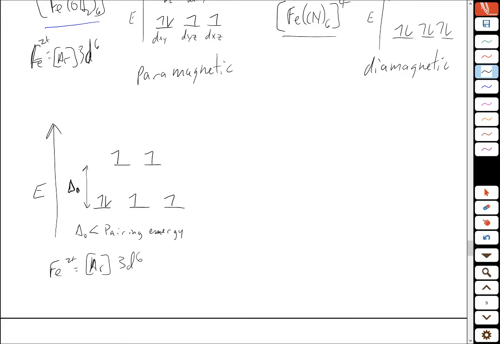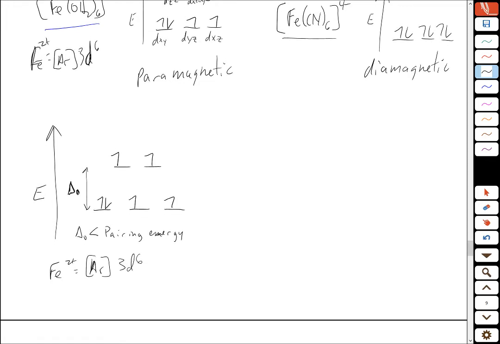Okay, so when the delta O, when the splitting between the d orbitals is low, we have a small splitting. That means that it's going to cost us less energy to put electrons into every orbital before we pair them up. This has a name. This situation is called high spin. So this is a high spin representation. I'm going to change colors.